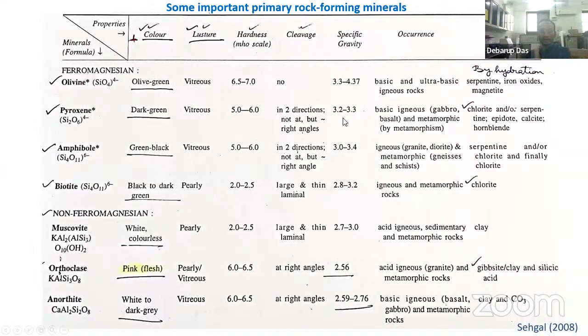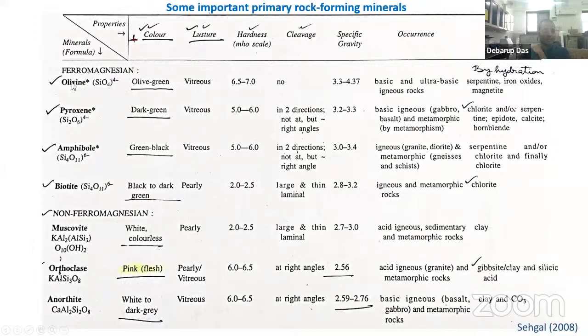This table is also in the Sehgal's book, but you do not have to remember the entire table. Just remember these repeating units. Now we'll discuss these repeating units in our upcoming slides. You will be able to understand why these repeating units are like this. I think you already know, even then, we'll discuss.